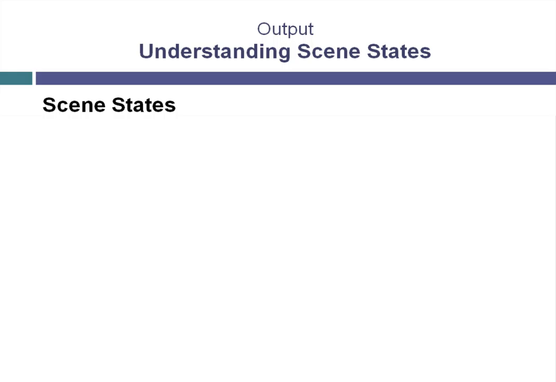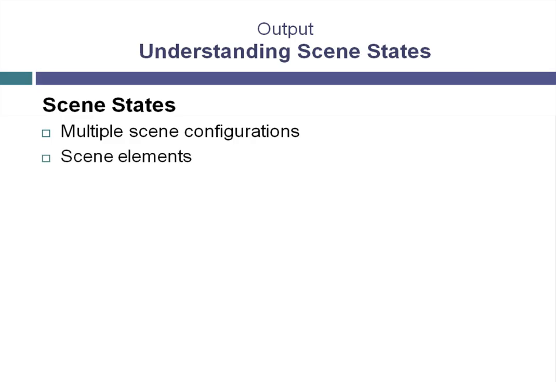with the current configuration and a second scene with a slightly different configuration. That's when you can use scene states. Scene states allow you to set up a single scene using multiple configurations. These allow you to choose specific scene elements that are going to change and save those changes into a scene state that can be recalled at a later time.